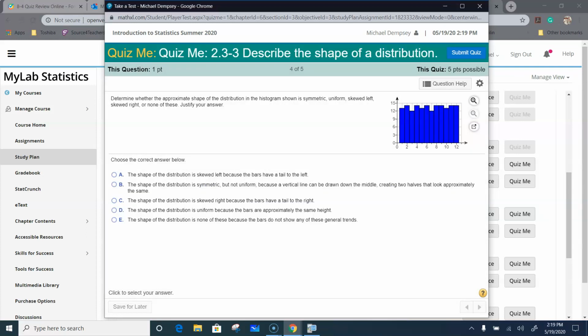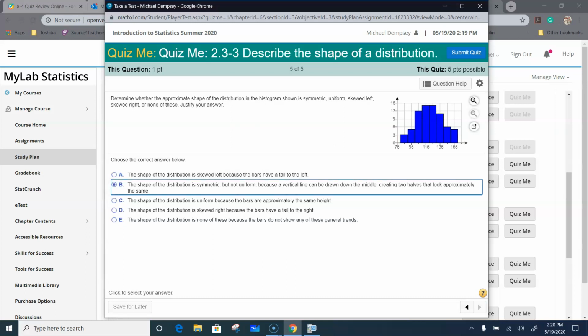It's bizarre. Okay. Determine whether approximate shape of the distribution is symmetric, uniform, skewed left, skewed right. This would definitely be a uniform shape. Okay, they're all the same height. That's what I was saying earlier. This is your mound-shaped symmetric, right? The shape of this distribution is symmetric but not uniform because it's not all the same heights.